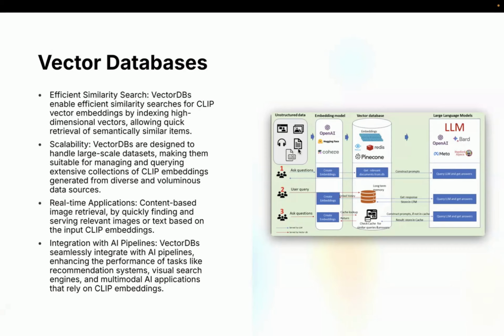They can also be used for context-based image retrieval by finding or serving relevant images or text based on the input CLIP embedding. So this is a very efficient way of searching for similar patients based on their imaging or a textual representation. It's also very integral with AI pipelines. So vector DBs seamlessly integrate with AI pipelines, enhancing the performance of tasks like recommendation systems, visual search engines, and multimodal AI applications that rely on embeddings.